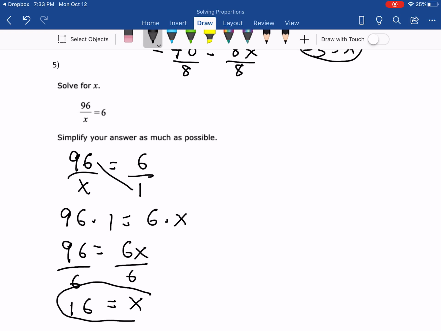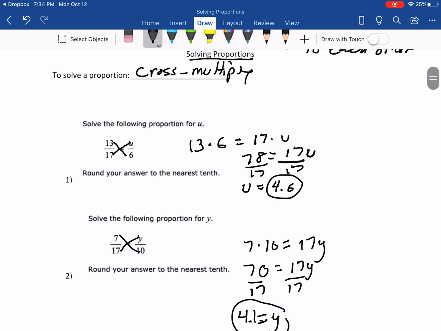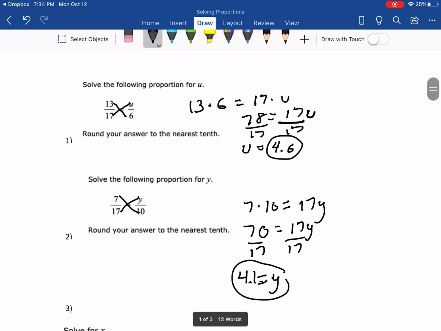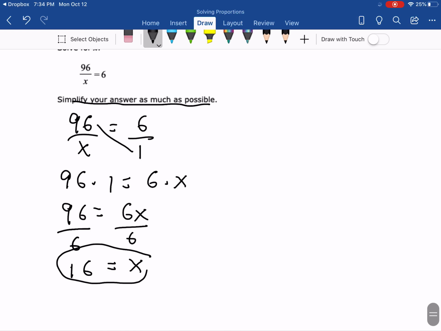The directions say to simplify as much as possible, so this one came out to a whole number, but if you get something that comes out to a fraction, leave it as a fraction, and try to simplify the fraction as much as you can, which is what the directions are looking for. You have these directions in number 5 versus the directions in 1 and 2 that say nearest tenth. So there they're looking for decimals. In number 5, they're looking for a fraction. So make sure you're paying attention to the directions when you're doing the assignment.